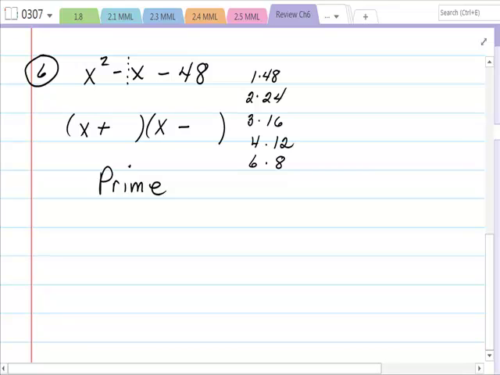Okay, and I will tell you prior to the test how many primes you'll have. I believe there are 3. I think there are 3.